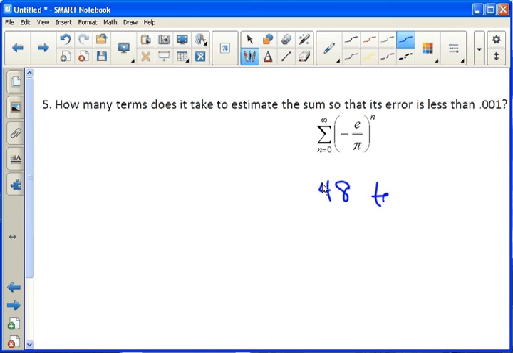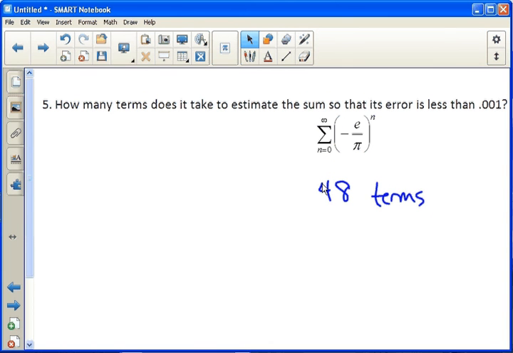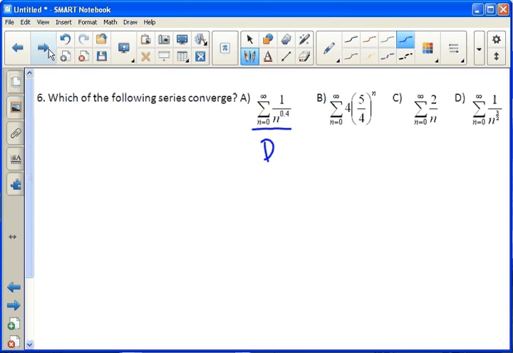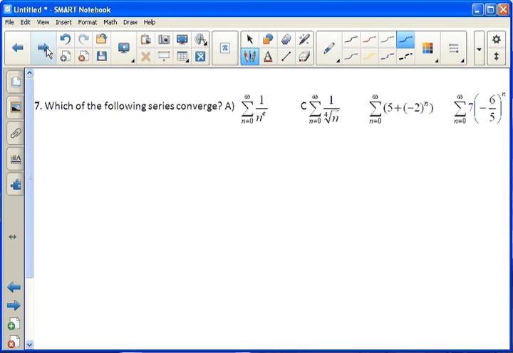Okay, which of the following series converges? Okay, going very quickly, this is a p series, power less than 1, diverges. This is a geometric, where the r is greater than 1, so that diverges. This is a p series with a power of 1, so it diverges. D converges, because it's a p series with a power greater than 1. D, which one converges? It's A, because it's a p series with a power greater than 1. The rest of these, looks like my letter's off there, sorry.